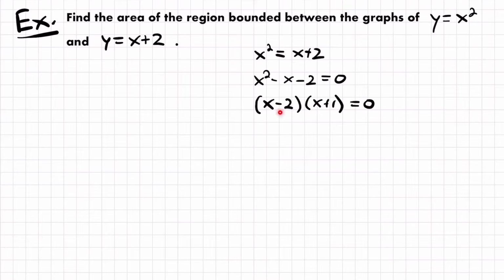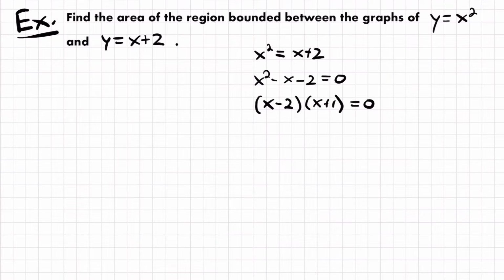And the way I factored this is, since we have a quadratic where the x squared term has a coefficient of 1, I just ask myself what factors of the last term, negative 2, when added together, give me the coefficient of the middle term, which is negative 1. So in this case, negative 2 times positive 1 gives me negative 2, and negative 2 plus positive 1 gives me negative 1. And so that's where we get these two factors of x minus 2 and x plus 1 from.